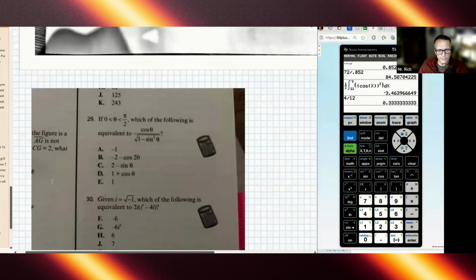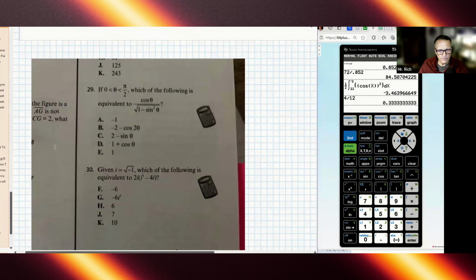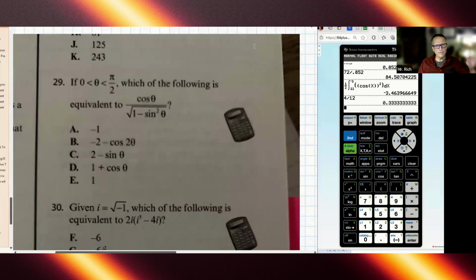This is a couple of questions here. So this says, if theta is between 0 and pi over 2. Is this from you, Sheridan? Yes, it is. Sheridan, where'd you get these questions from? Type it in chat. If theta is between 0 and pi over 2, which of the following is equivalent to this?